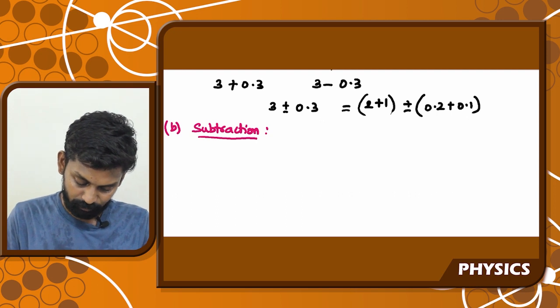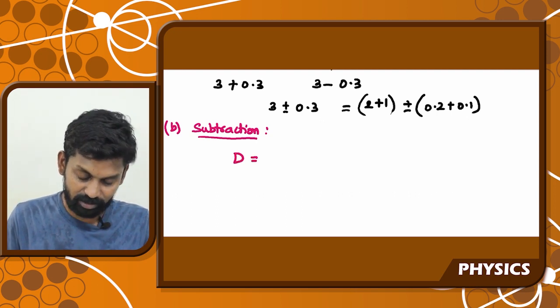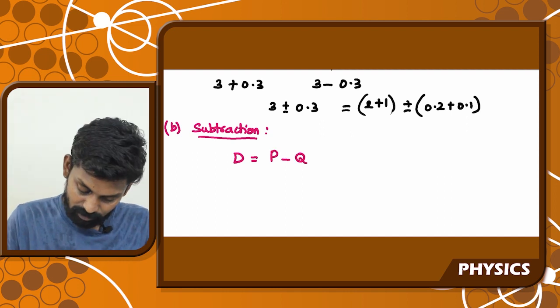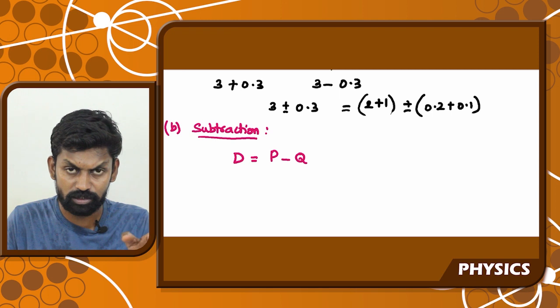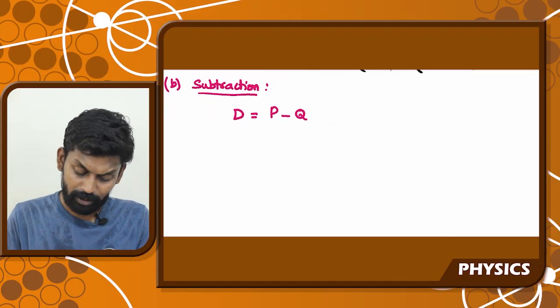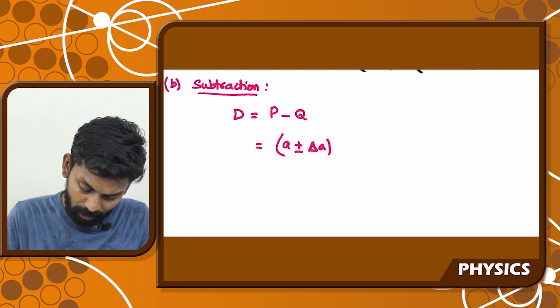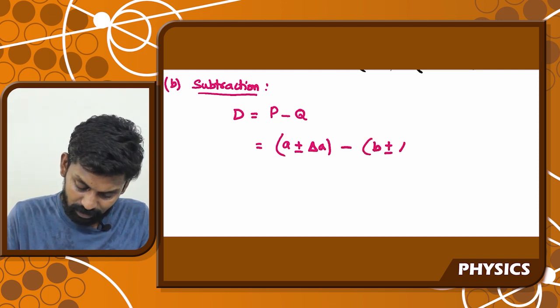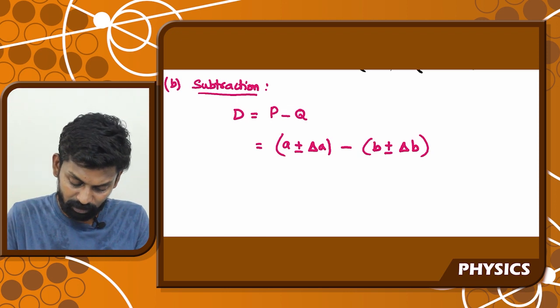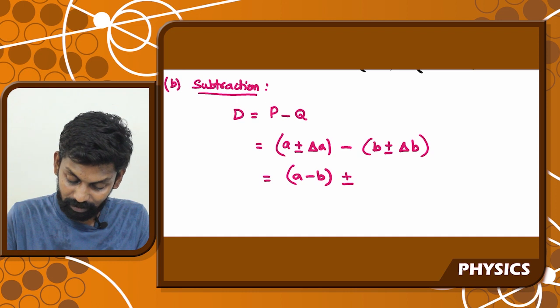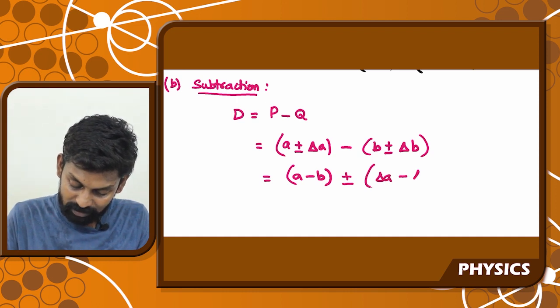Subtraction. Let us say the difference D is equal to P minus Q, where P is equal to A plus or minus delta A, and Q is equal to B plus or minus delta B. It is very tempting to write P minus Q as A plus or minus delta A minus B plus or minus delta B. So it is very tempting to write the true value to be A minus B and the error to be delta A minus delta B.